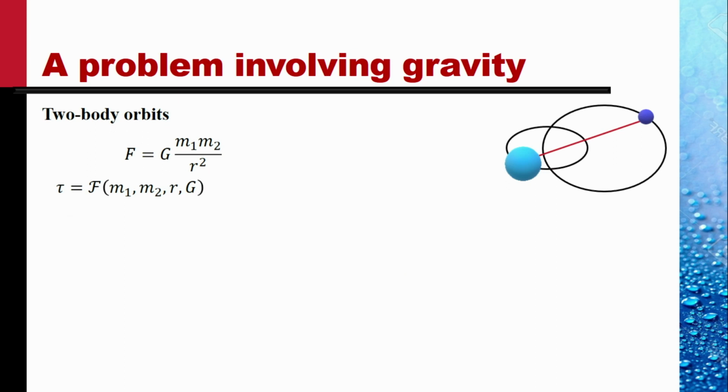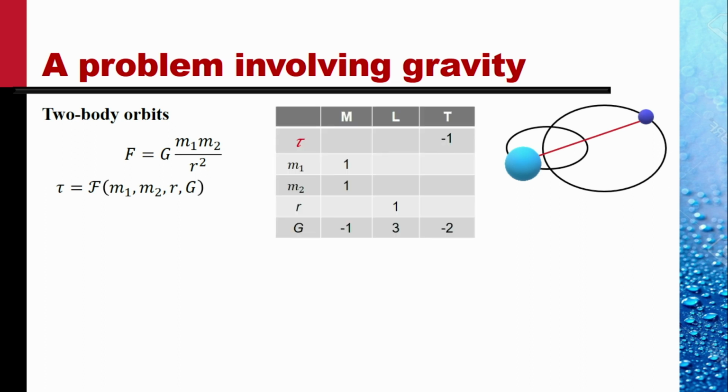Let's do one more example. In this example, we take two-body orbits. Two bodies are orbiting under the influence of the gravitational force between them. The force of gravity is given by G times m1 m2 divided by r square, where r is the distance between the two, m1 and m2 are the masses of the two bodies, and G is the universal gravitational constant. So the time period tau of the circular orbits would be a function of m1, m2, r, and G.